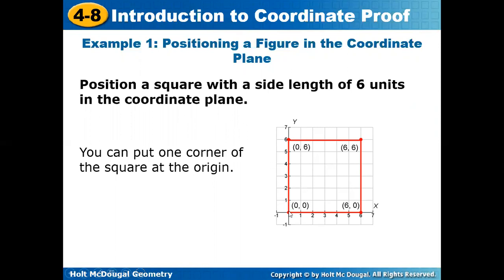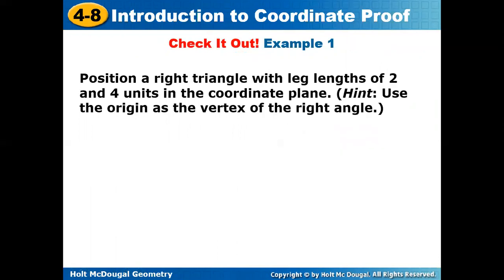Count 6 units. So the second point will be at the point (6, 0), and count another 6 units. It will be (6, 6) and here (0, 6). So this is a square. Okay, we positioned this square in the coordinate plane. Check it out.